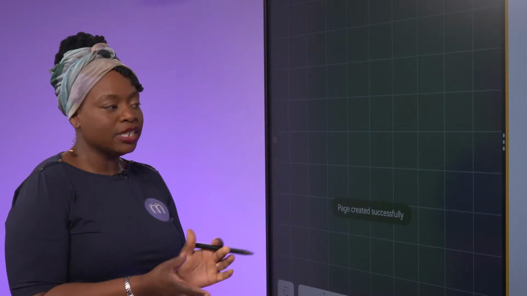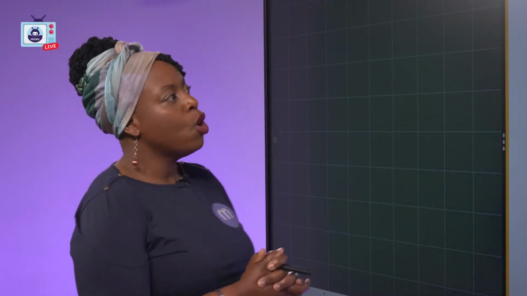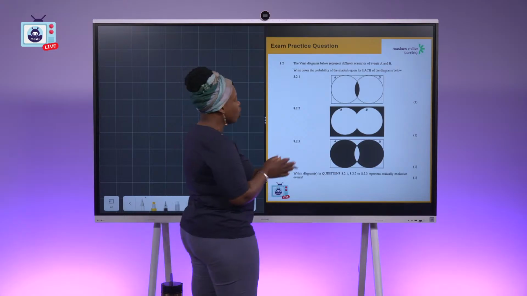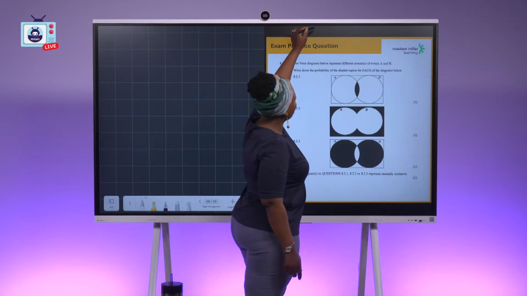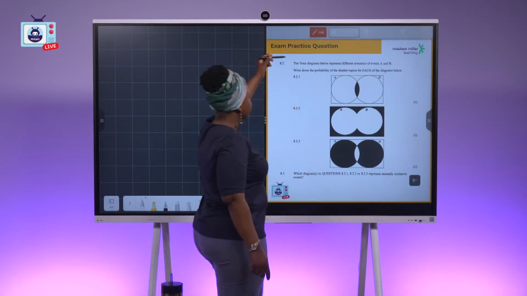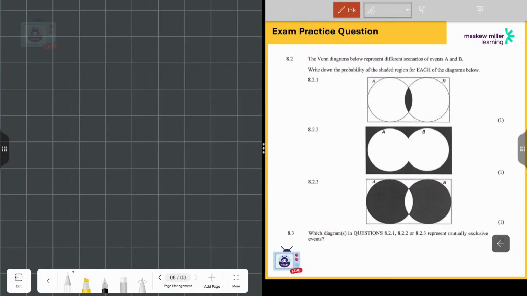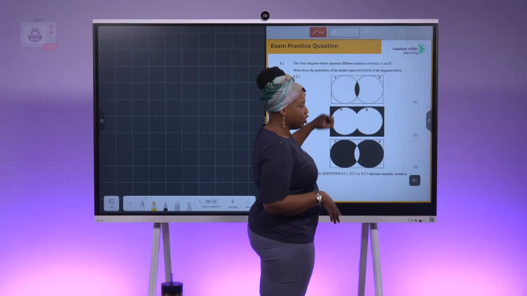So let's quickly look at this one, because it's more of what we also need to know and how to do. Remember, we are doing it together. It's not one man's work, it's all of us, so that we can learn. The Venn diagram below represents different scenarios of the event. So write down the probability of the shaded region for each. So they just want us to write the probability of what is shaded, right?